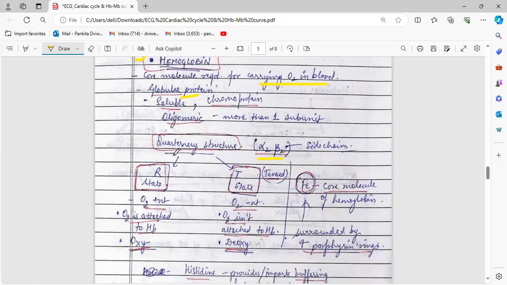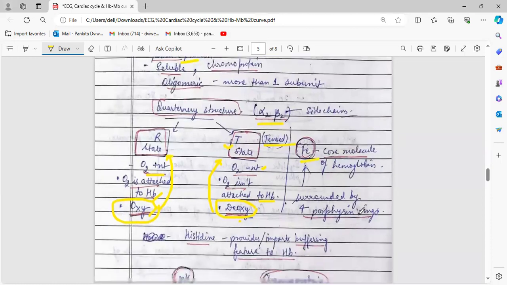In the R state of hemoglobin, oxygen is present and is attached to the hemoglobin. So it is the oxy state of hemoglobin. The T state, also called the tensed state, is where oxygen is absent and not attached to any of the subunits of hemoglobin. This is called the deoxygenated form of hemoglobin. It is in T state. So the deoxyhemoglobin is in the T state, while the oxyhemoglobin is in the R state.